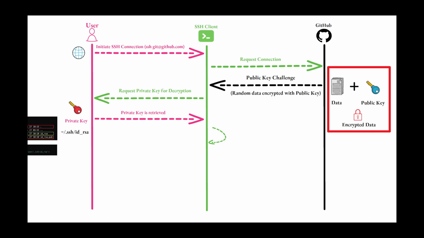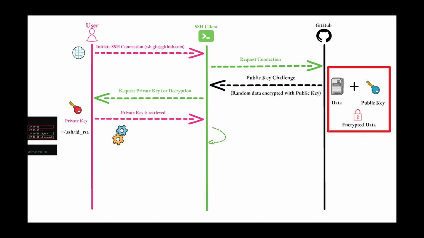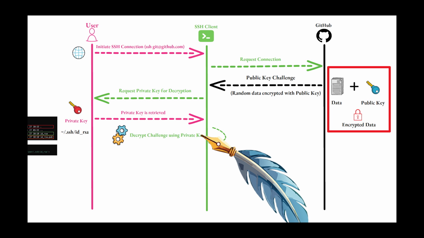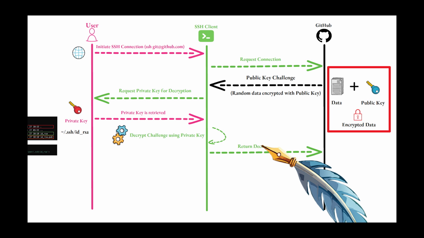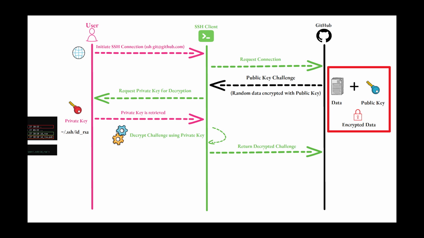With the private key in hand, the SSH client decrypts the challenge received from GitHub. Successfully decrypting this data demonstrates that the SSH client owns the correct private key associated with the user's public key. Next, the SSH client sends the decrypted challenge back to GitHub. This step acts as a proof to GitHub that the user has the correct private key, thereby validating their identity.